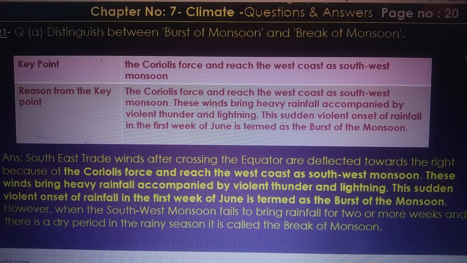Question number 21, burst of monsoon and break of monsoon. What is the key point? The Coriolis force, and reach the west coast as southwest monsoons. Reasons from the key points: the Coriolis force and reach the west coast as southwest monsoon. These winds bring heavy rainfall accompanied by violent thunder and lightning. The sudden violent onset of rainfall in the first week of June is termed the burst of monsoon. So we have the final answer based on the key points.